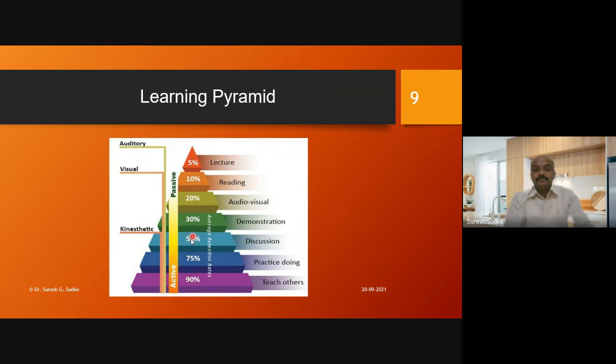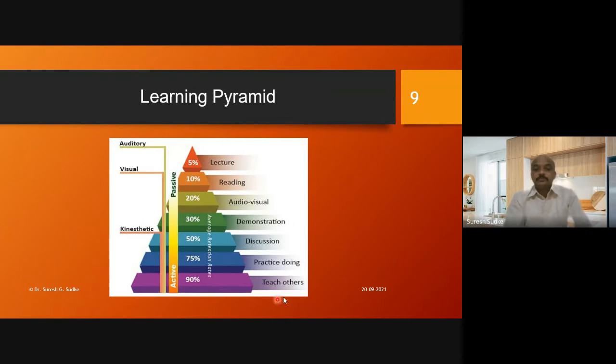And when we conduct group discussion and practice by doing, the rate of retention of knowledge keeps increasing and increasing. And when the students work in a group and teach each other, it was observed that the highest retention of knowledge, that is 90%, is obtained.